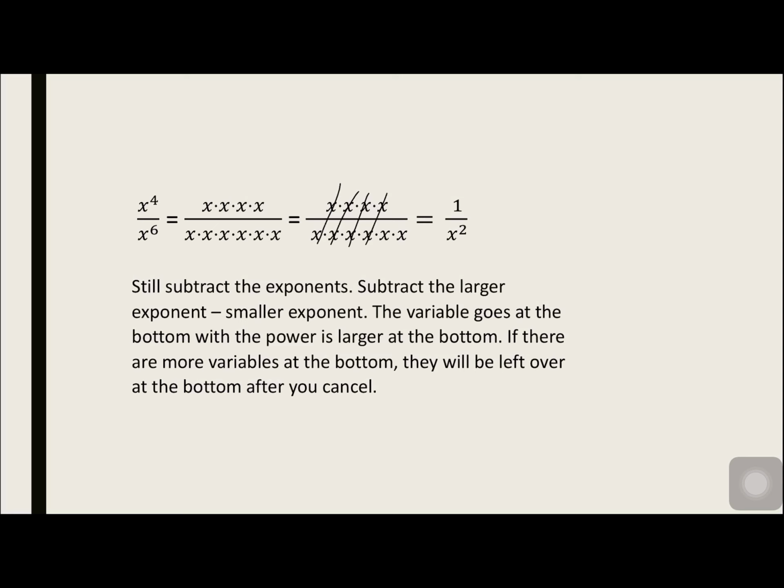Here's the same problem. Let's see how we can work this without writing it out. We're still going to subtract the exponents like in 5.5. 6 minus 4 is 2. The variable goes at the bottom with the power that is larger at the bottom. If there are more variables at the bottom, they will be left over at the bottom after you cancel. 6 is bigger than 4, so that means there are more exponents at the bottom. So all the top cancel, but there are left over at the bottom. That's why you have x squared at the bottom.